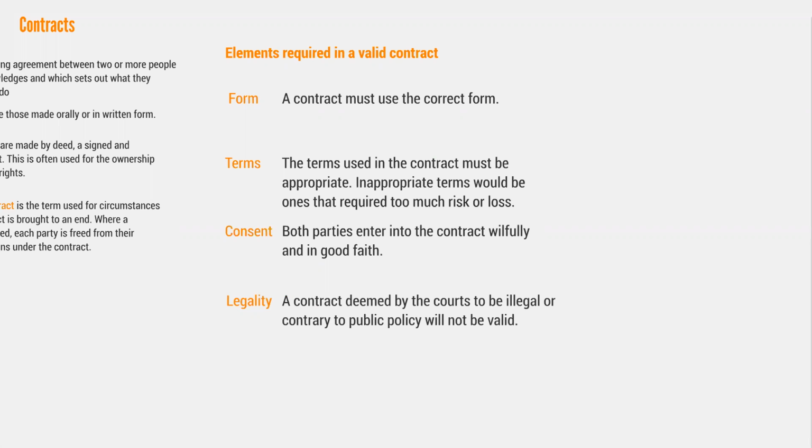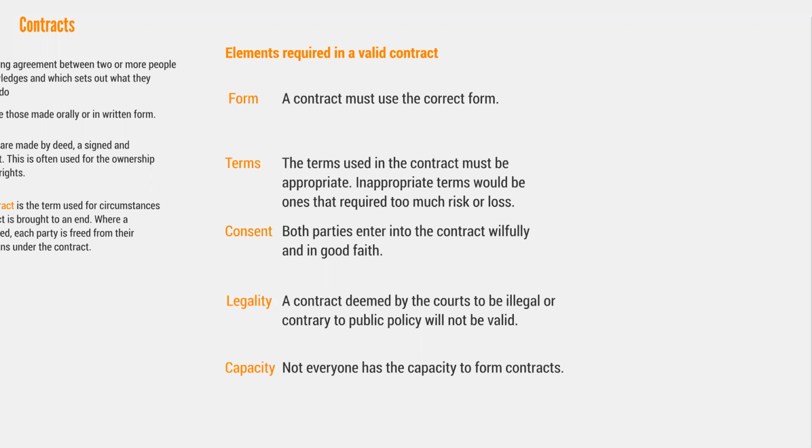And then our final term is capacity. And this is making sure the person or the party entering the contract has the capacity to form contracts. So for example, in the UK, those under 18 can't enter into certain contracts like a credit agreement, or getting a credit card. So if they were to, they wouldn't have the capacity to, and so the contract wouldn't be valid.